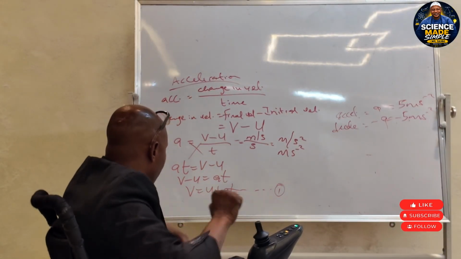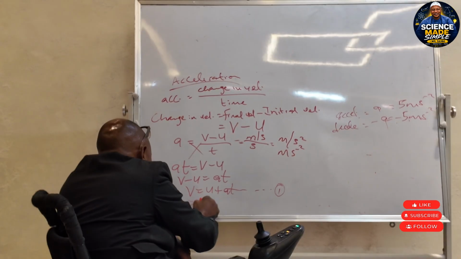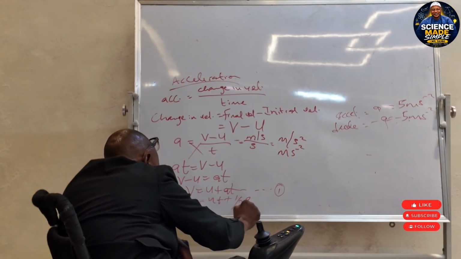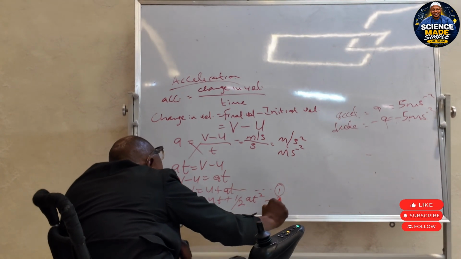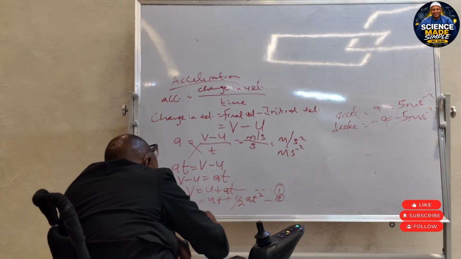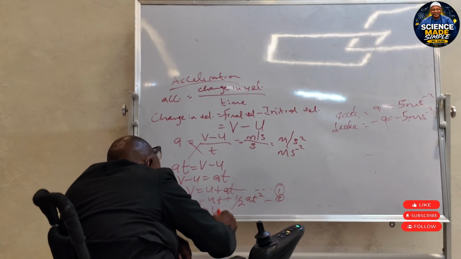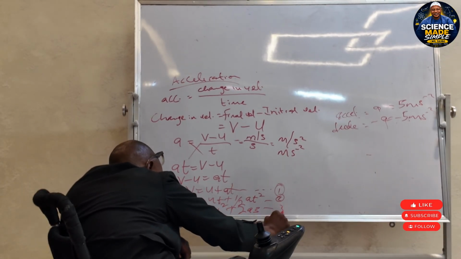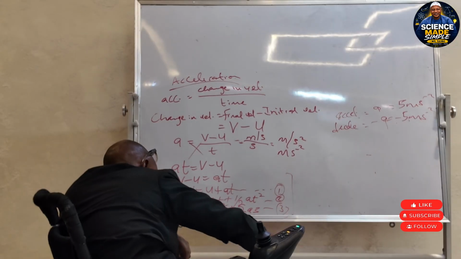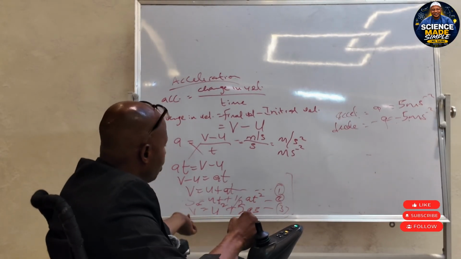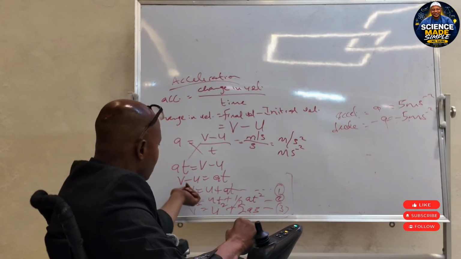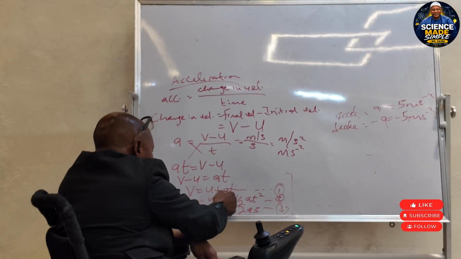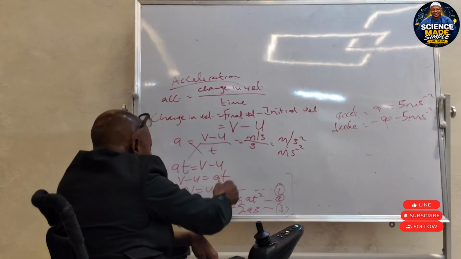Other equations of motion: we have s is equal to ut plus half at square. That is the second equation. The third equation is v square is equal to u square plus 2as. All these three equations are called equations of motion. The first equation of motion is v is equal to u plus at.